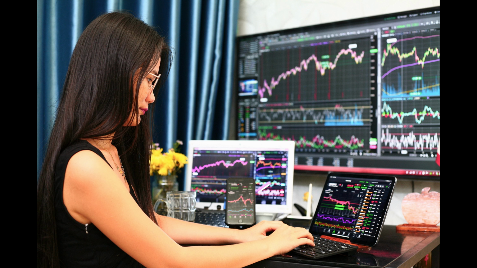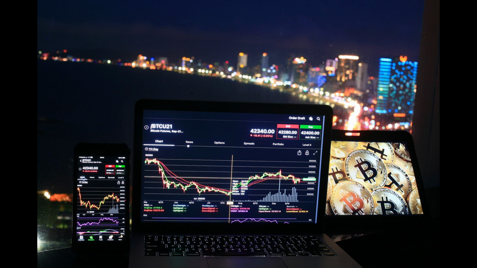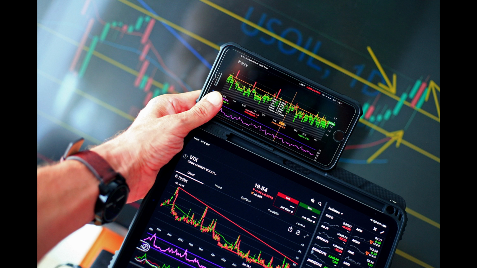Question 3. Can I day trade Bitcoin using a mobile app? Answer: yes, many reputable cryptocurrency exchanges offer mobile apps that allow you to trade Bitcoin on the go. These apps provide access to real-time market data, trading tools, and order execution. It's essential to choose a reliable and secure app from a trusted exchange to ensure the safety of your funds.